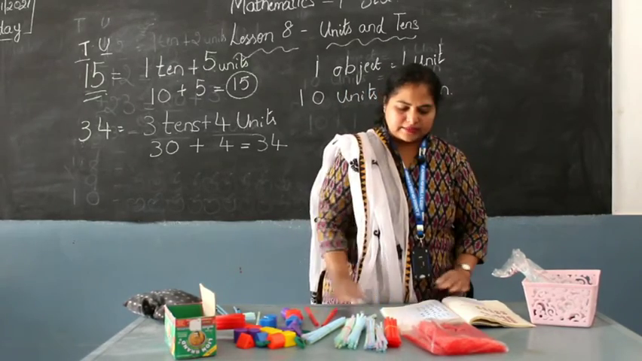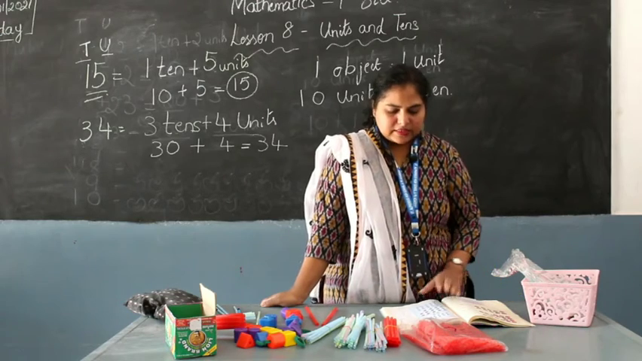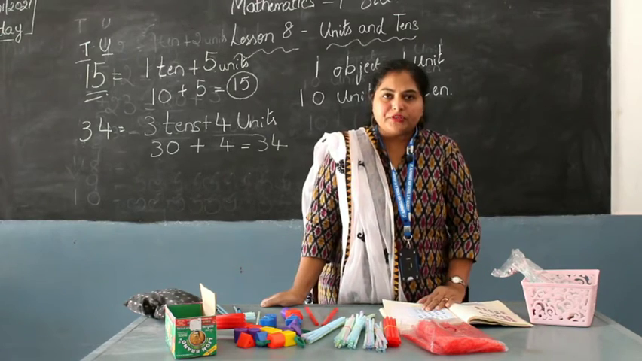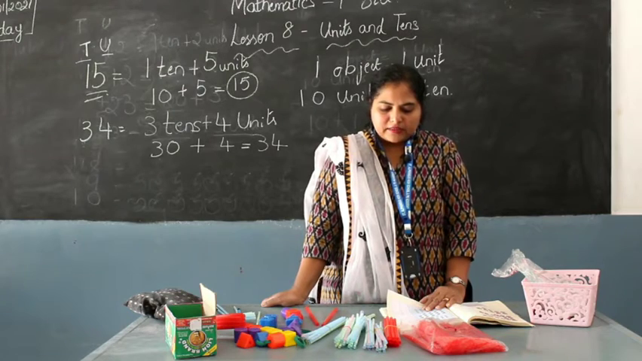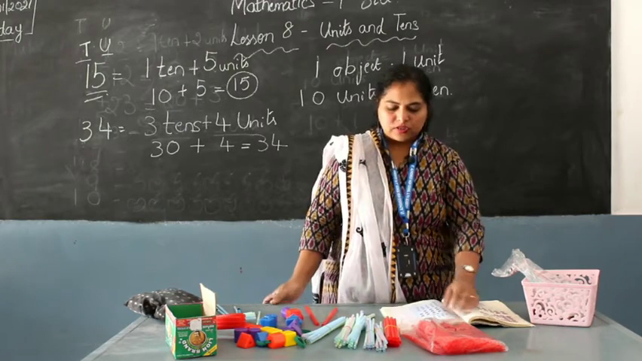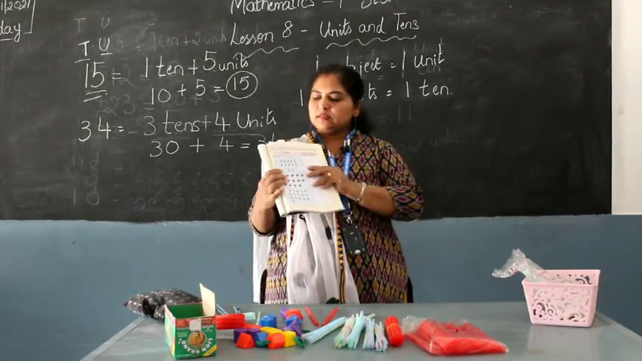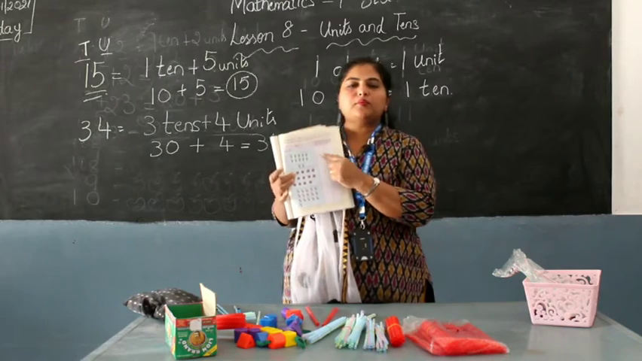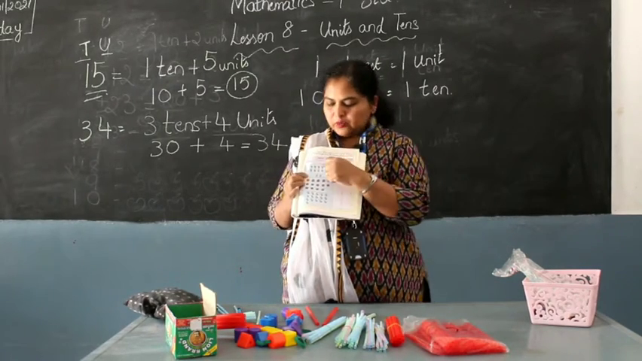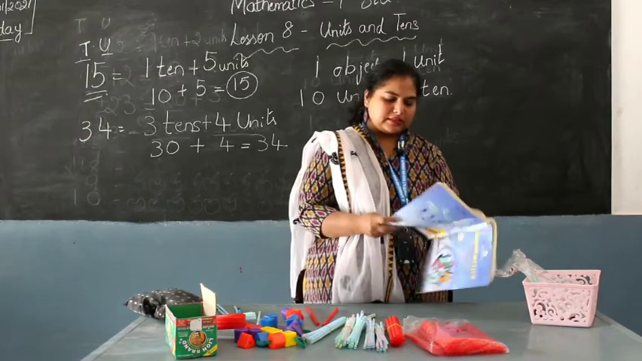So let's go to the exercise, children, on page number 101. It says count and circle 10 objects. Write the number of circled objects and the remaining objects. They have shown very clearly that the objects are circled to 10, and that 10 is written in the tens column, and what is left is written in the units column. So let's try to do these.